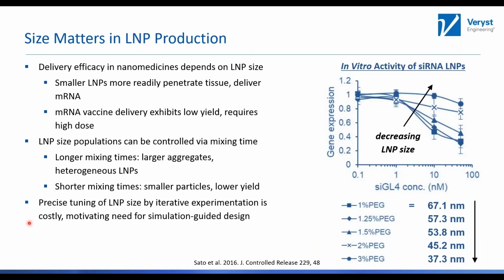So the size of lipid nanoparticles affects the delivery efficacy. Smaller LNPs more easily penetrate tissue and deliver mRNA. And one of the reasons this is important is because during vaccine production, there's a low yield, and that means that very high doses have to be given. So anything that improves the uptake is important.